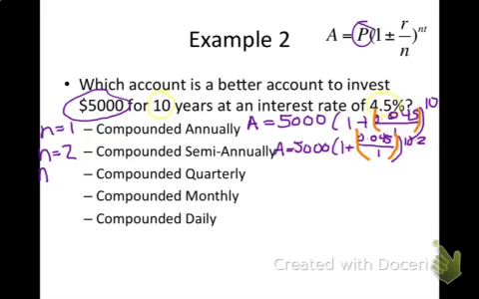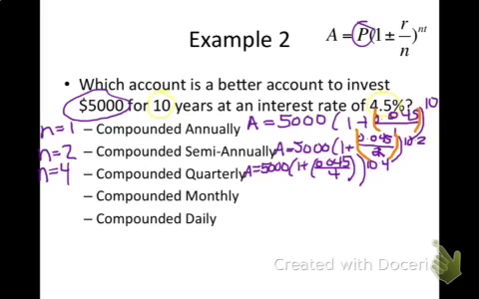Oh, excuse me, I made a mistake right here. For the compounded semi-annually, your N is 2, so you should have had a 2 in the denominator, excuse me. For quarterly, your N is 4. And I'm going to raise it to the 10 times 4, so I'm raising it to the 40th power.